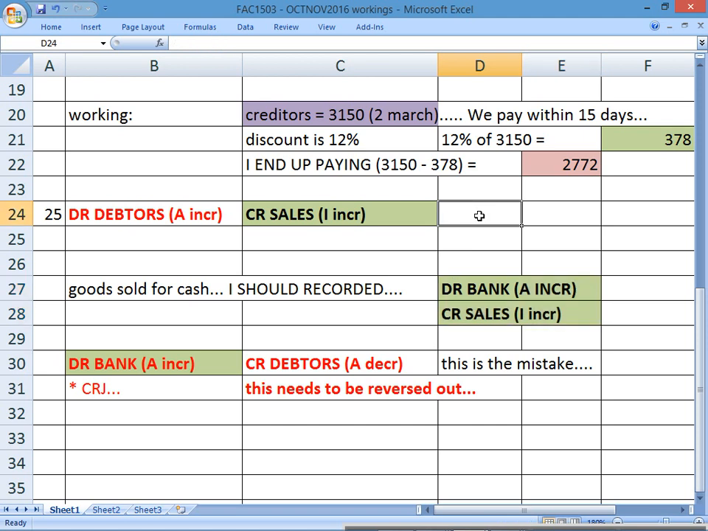Right, so debtors, asset increase, plus 7530. Sales, income increase, plus 7530. Save. And that's it. 24 marks later, and that didn't take us 29 minutes. It took us 25 minutes, and that's even explaining it.